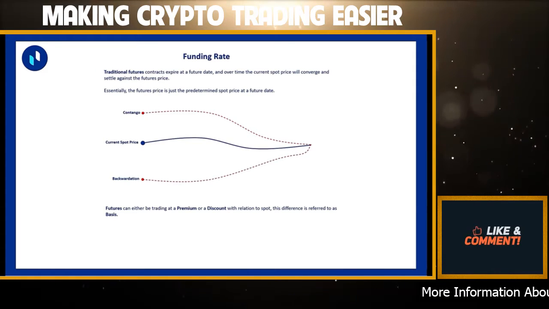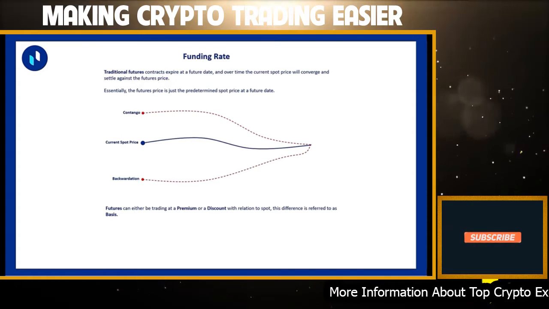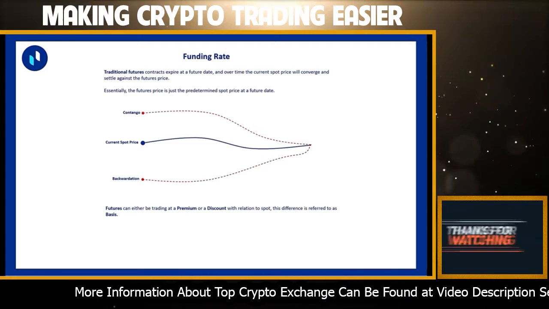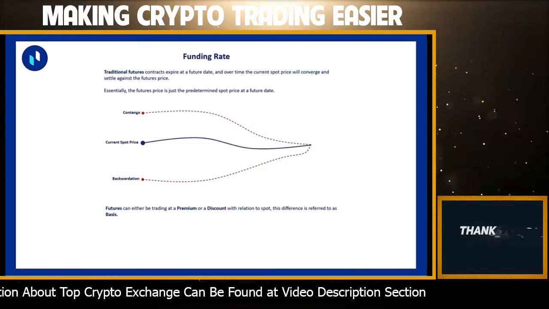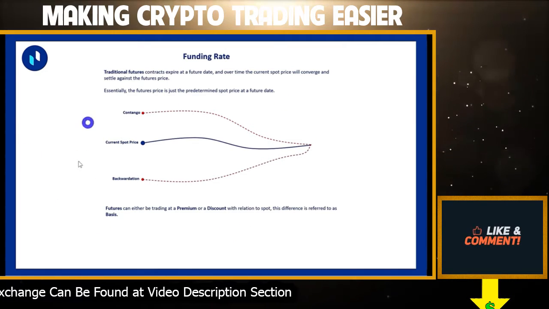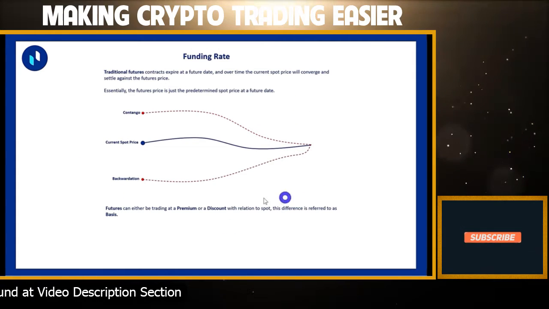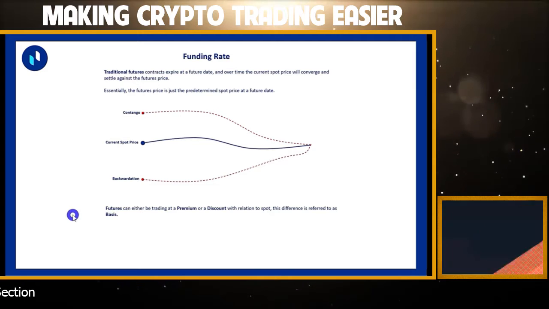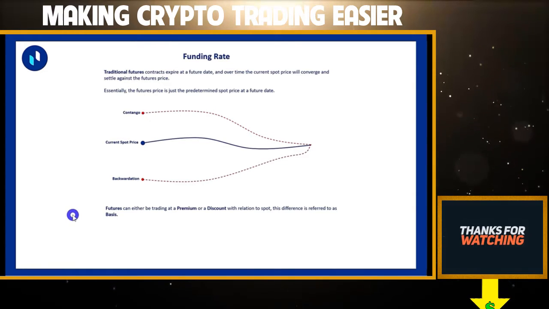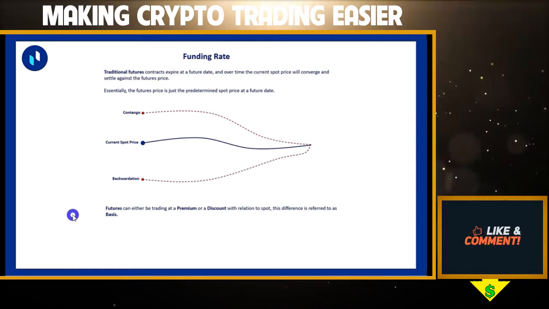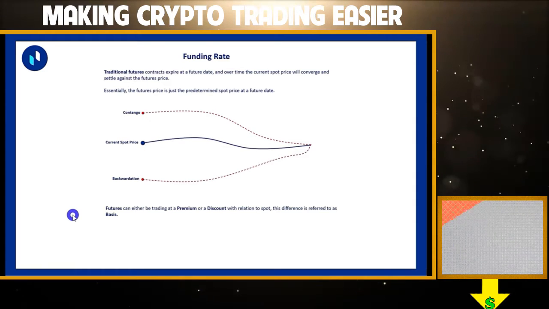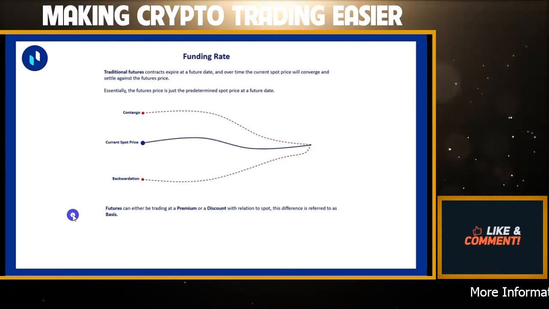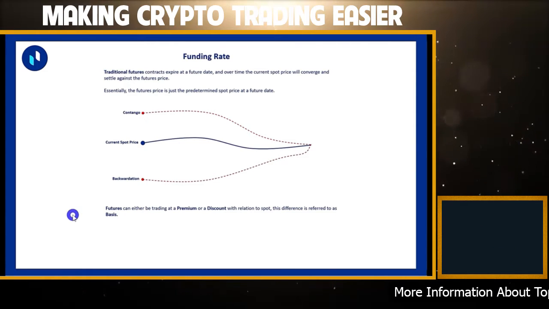Essentially, the futures price is just the predetermined spot price at a future date. Now, the market can be in one of two conditions. Over the course of those expirations, the futures term structure can either be in contango or in backwardation. This is just a diagram of how those two conditions converge over time. When the market is in contango, futures are trading at a premium to the spot price. Futures are more expensive, trading above the spot price. When the market is in backwardation, futures are trading at a discount, or below the spot price. This difference is referred to as basis.